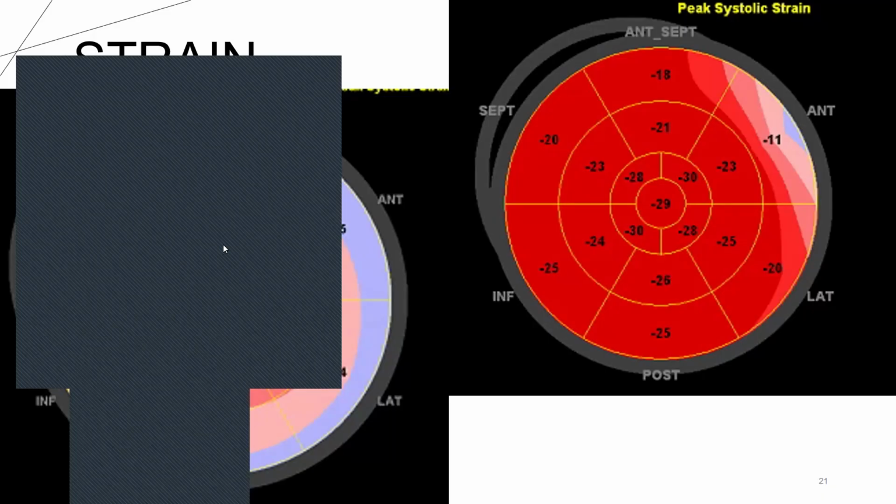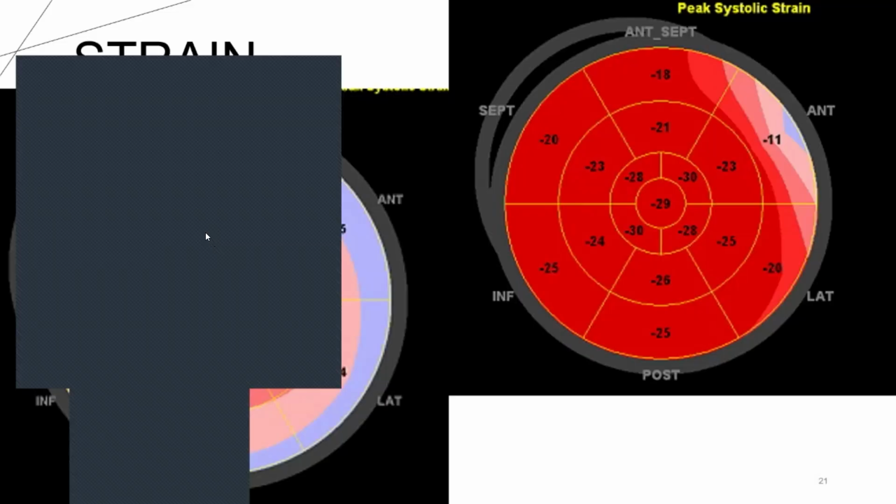Does every echo measure strain? Very good question. They all don't. It's not something that's in every machine. As you saw, tracing the EF is very elementary, and that has been around for a very long time. Strain is a newer phenomenon, so it's not standard in every echo lab.